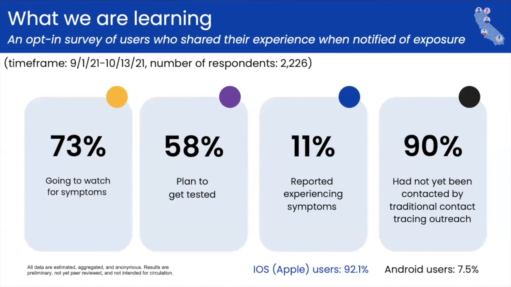Once receiving the exposure notification, 73% said they were going to begin to watch for symptoms. 58% planned to get tested. 11% reported that they were already experiencing symptoms. And like what Eli said, if I had a scratchy throat, I may not think it's anything other than an allergy, but this then tells me I better do something more intentional about getting tested. 90% of these EN recipients had not yet been contacted by a traditional contact tracing outreach. Not to say they won't be, but this EN system got to them first.